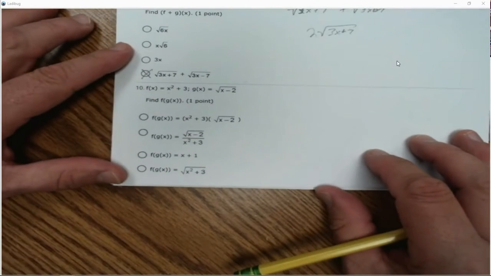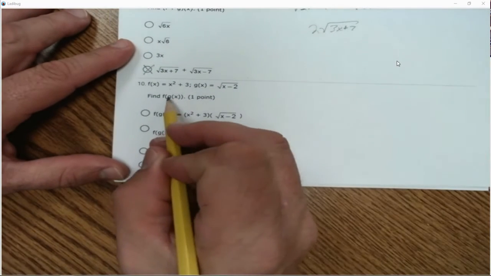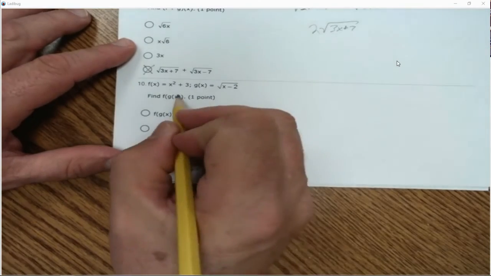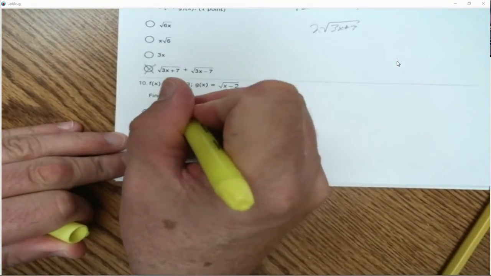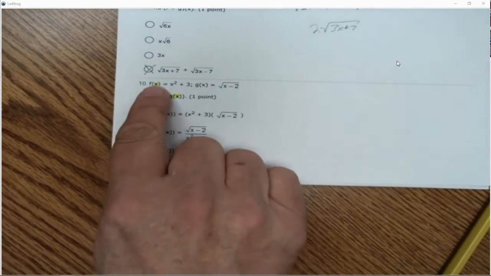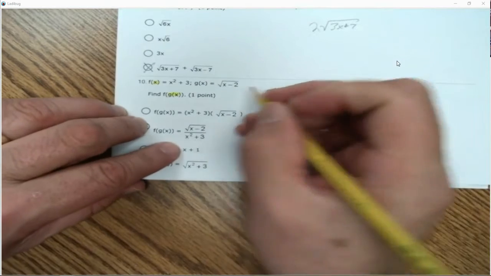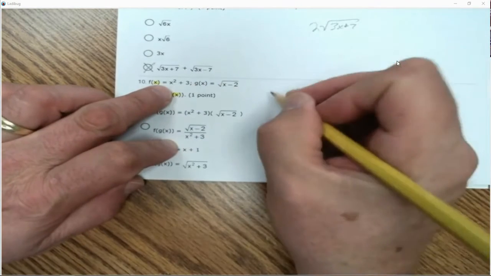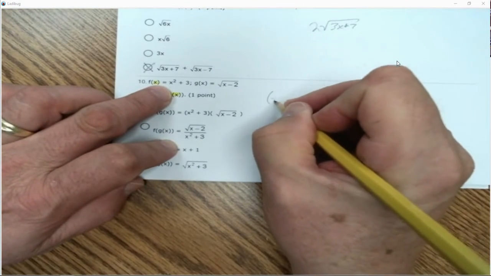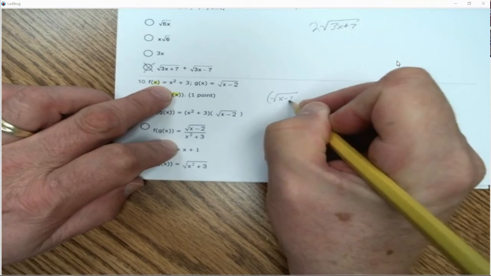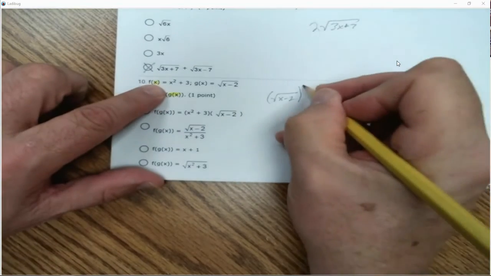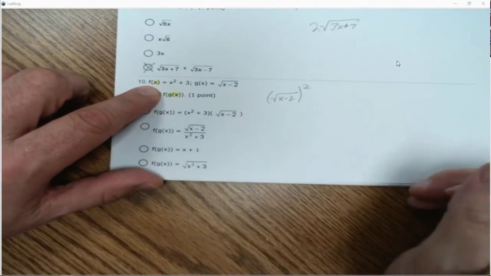All right, this one they want us to find f of g of x, which means we take g of x, which is, you see it inside the parentheses there, and we're going to substitute it in for x. Whatever x is, we'll take g of x and substitute in for it. So since this is g of x, we have x squared, so we're substituting in for that. Square root of x minus 2, that's the x, and it's squared because the x is squared, plus 3.